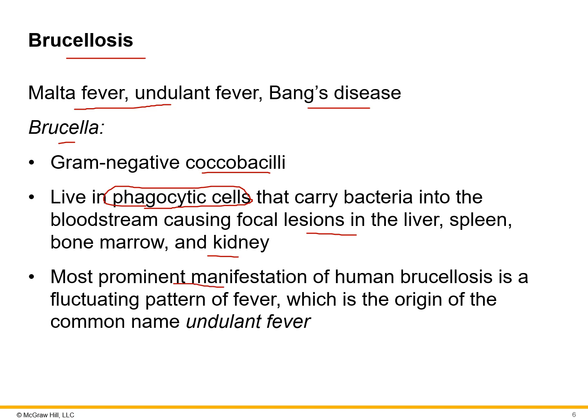So the most prominent manifestation is this fluctuating pattern of fever, which is why it was also called undulant fever, just spiking and going down, spiking and going down.